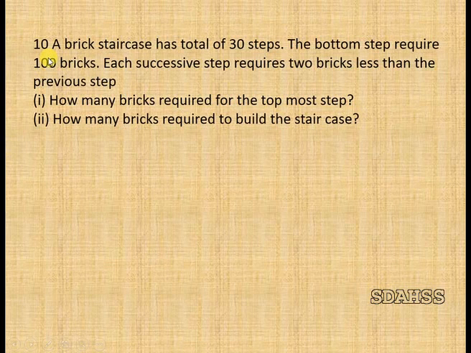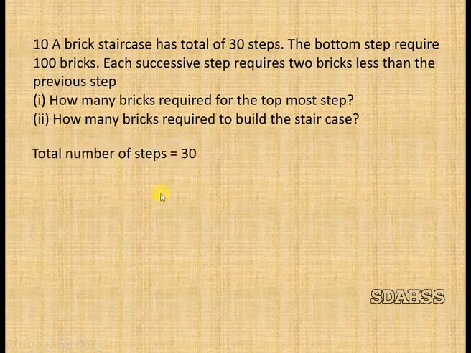10th sum. A brick staircase has a total of 30 steps. The bottom step requires 100 bricks. Each successive step requires 2 bricks less than the previous step. How many bricks are required for the topmost step? Subdivision 2. How many bricks are required to build the staircase?